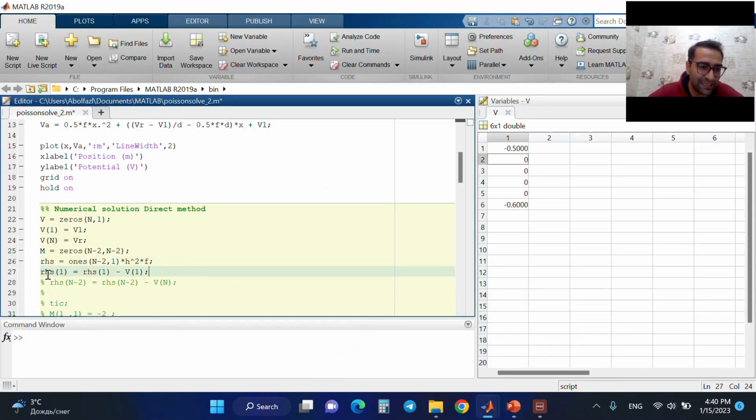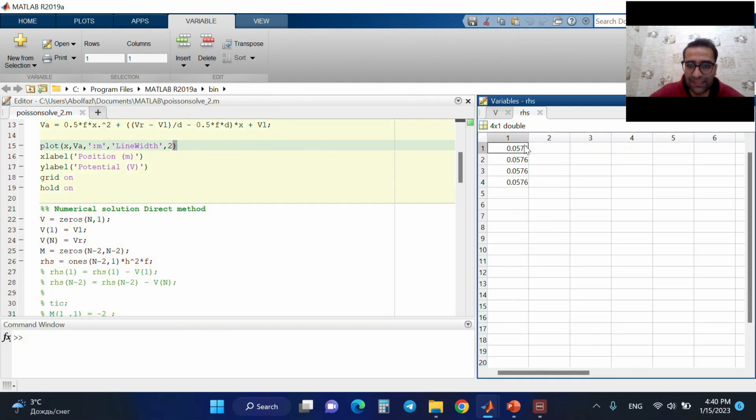You see that I say that, okay, right hand side S1 is right hand side S1 minus V1. We can check. Just let me disable it with Control R and open right hand side. Just let me press F5. Okay, this right hand side is appeared. You see that this is 4 by 1, right? 4 by 1, and all element is the same, and this is 0.0576 as you see here.